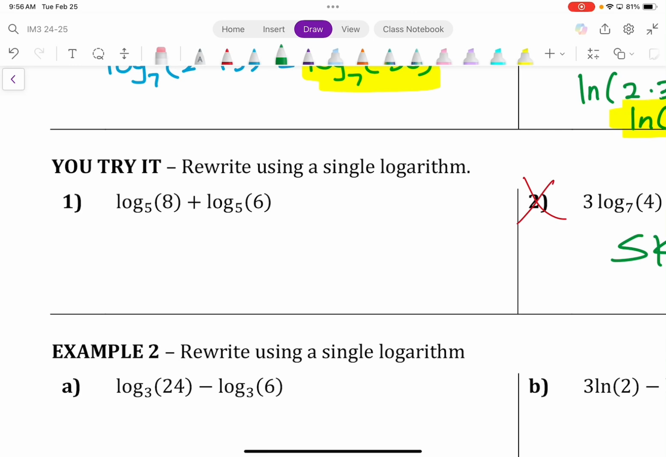Log base 5 of 8 plus log base 5 of 6. What rule are we going to use here? Let's check in. What rule? Let me hear from Sophia. What rule am I using for number 1? Product. Okay, product allows me to rewrite this as log base 5 of what? Salvador, log base 5 of what? We're using the product rule. What are we doing with the inputs?